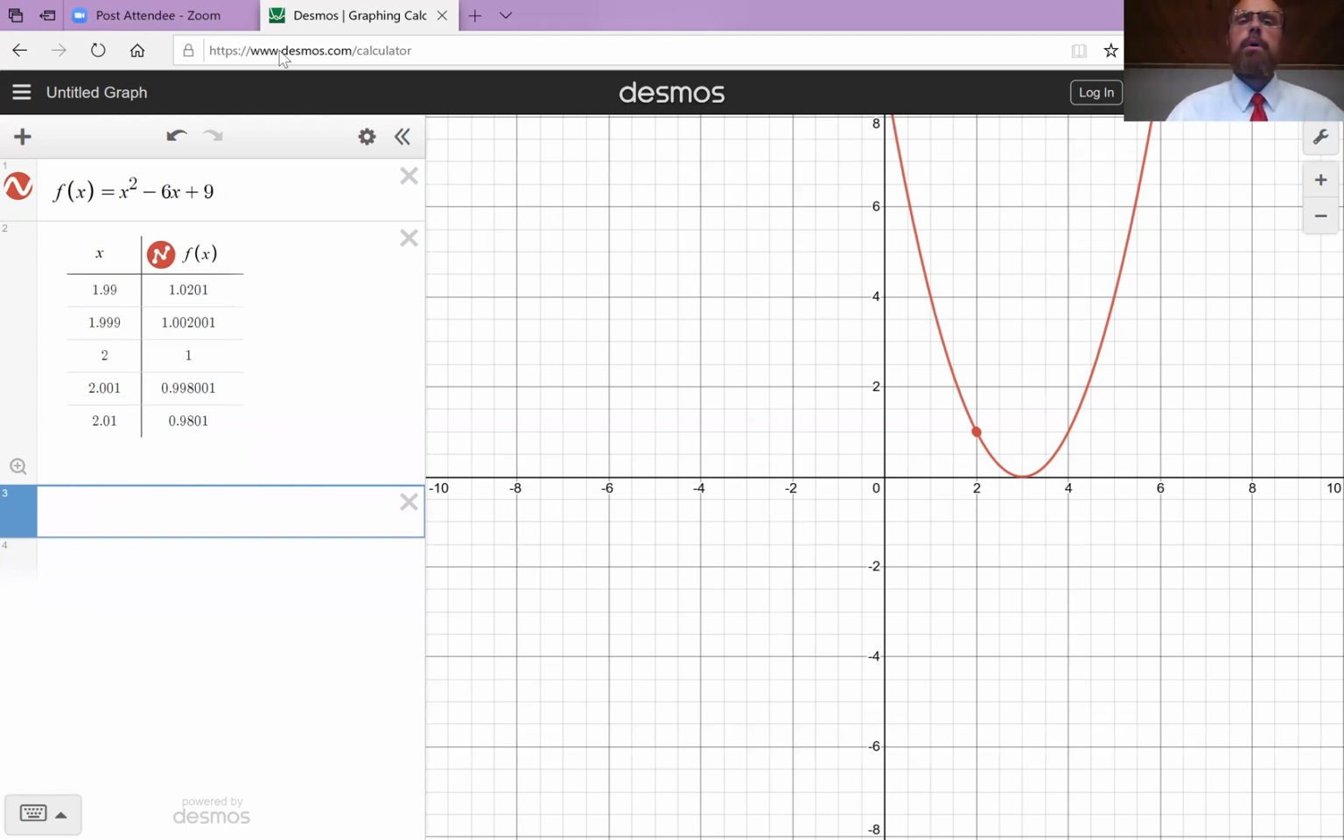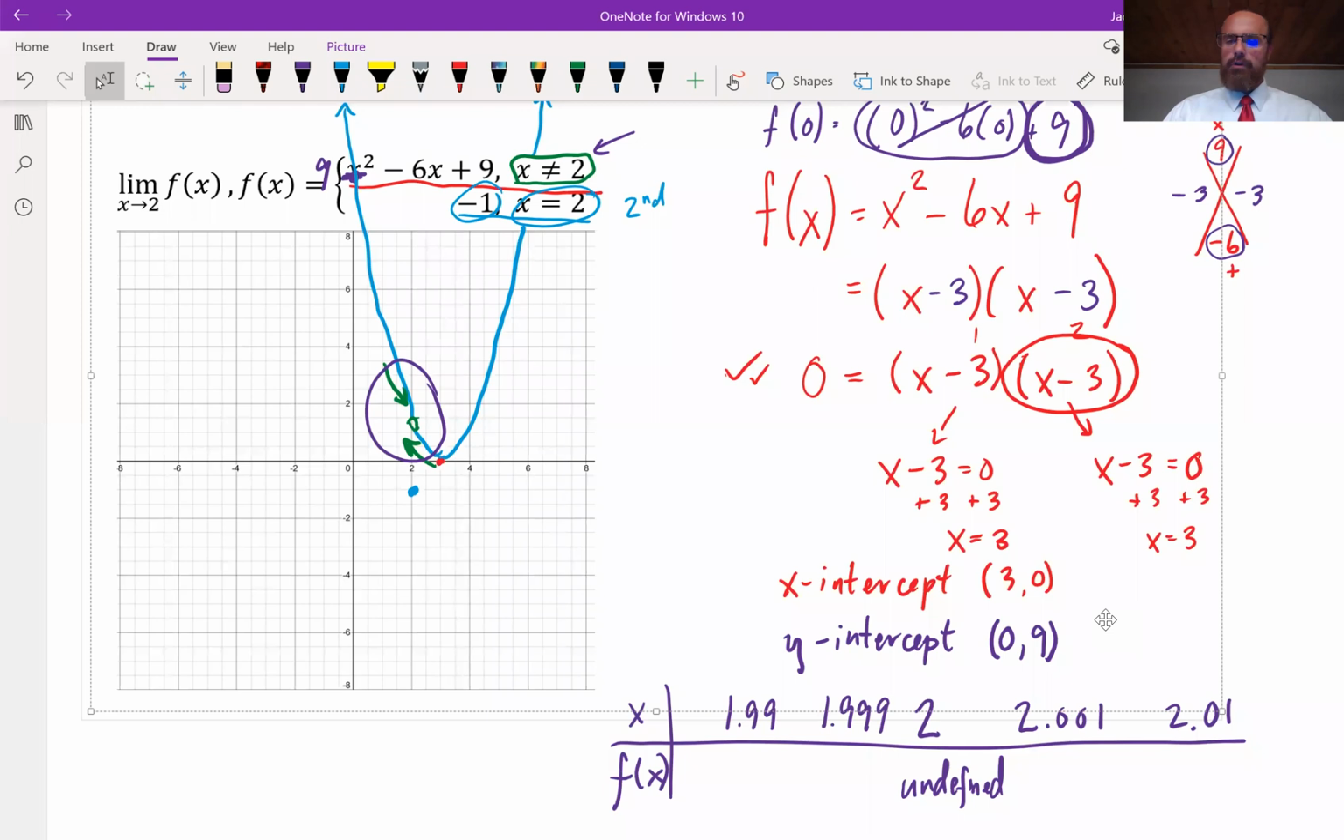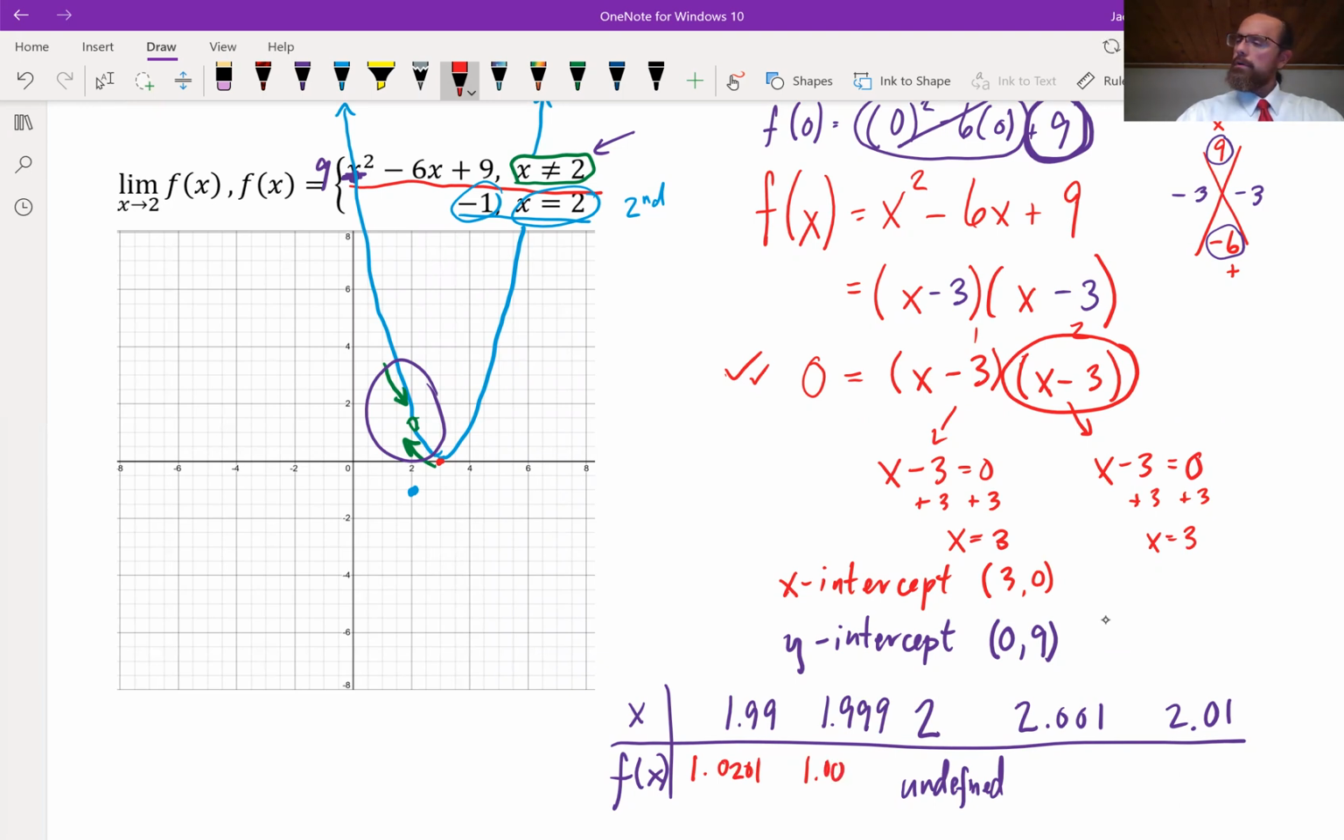Okay, so I'm going to head back to our notes screen, and I'm going to just transfer that table here to our horizontal table because it really helps to see the outputs. So this is going to be 1.0201, 1.002001. Now we have 2 as undefined. That is accurate for our piecewise function here. At 2.001, the output is 0.998001.